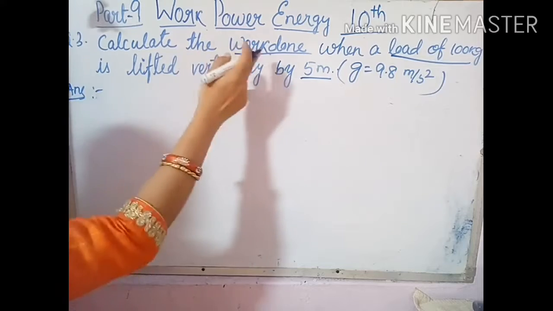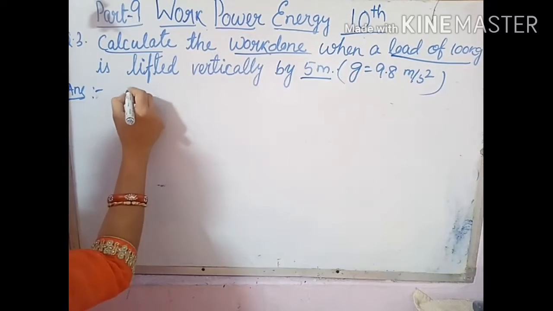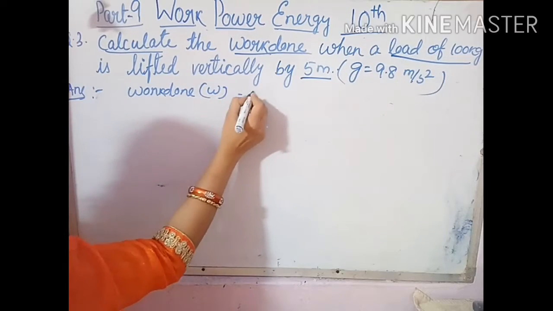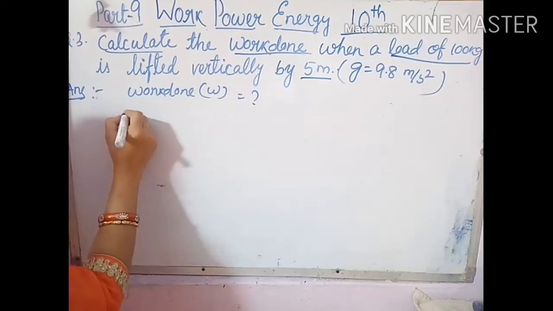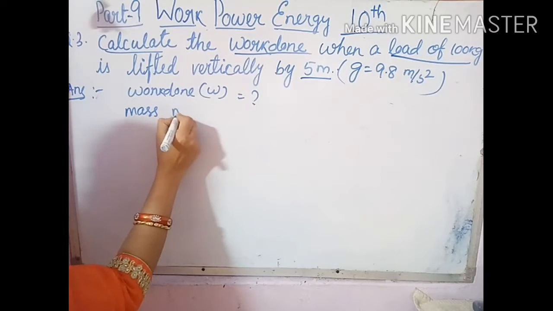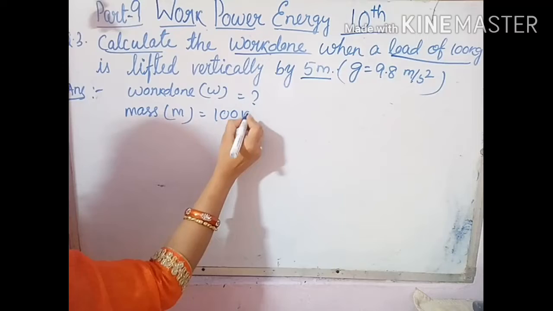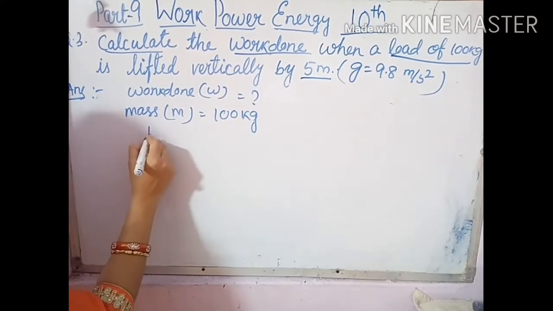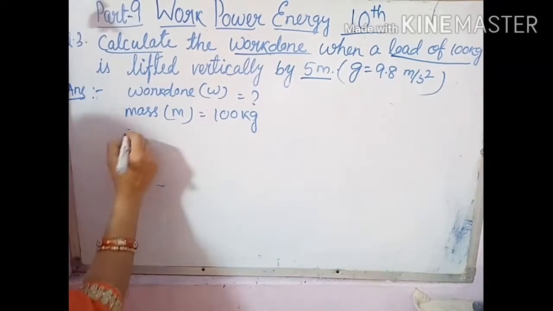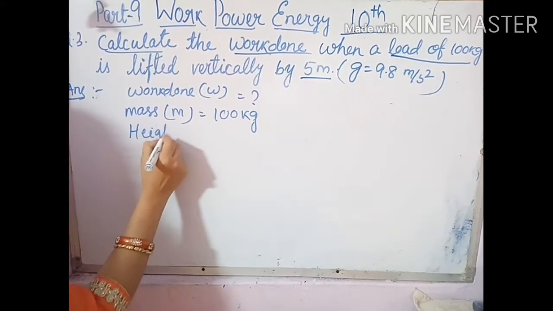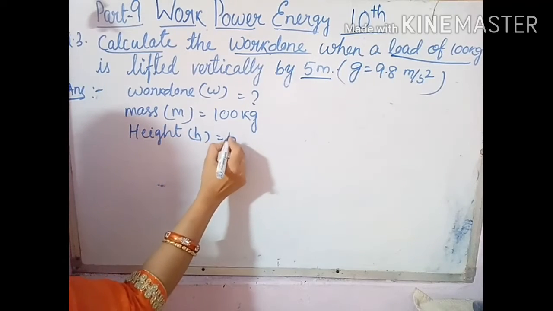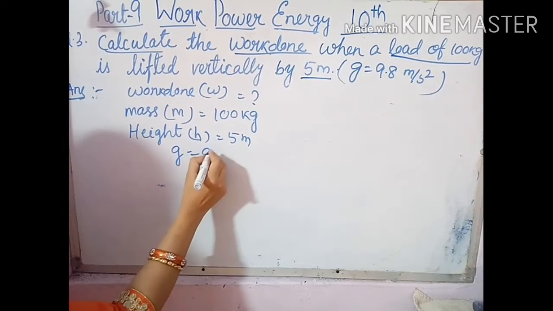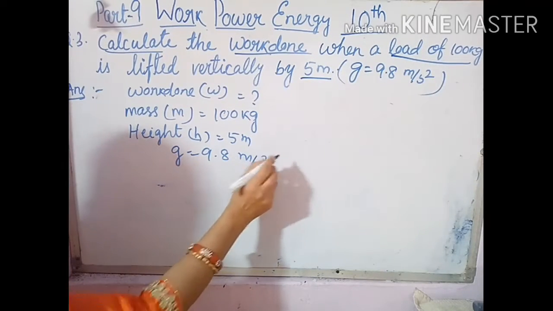What is given first? Calculate the work done, so you have to calculate work done W, question mark. Load of 100 kg, kg means this is the mass, M equal to 100 kg. Lifted vertically by 5 meter means your height H. Vertically lifting means it is the height, H equal to 5 meter. Now as it is lifting, G is needed. So G equal to 9.8 meter per second square.